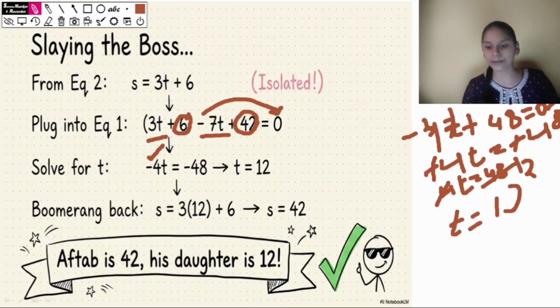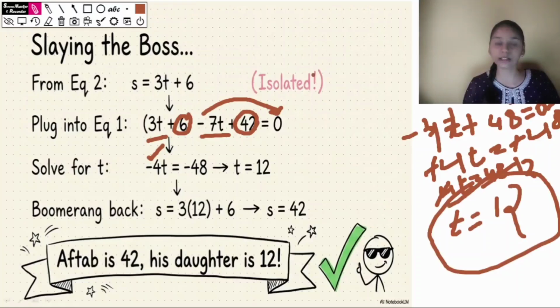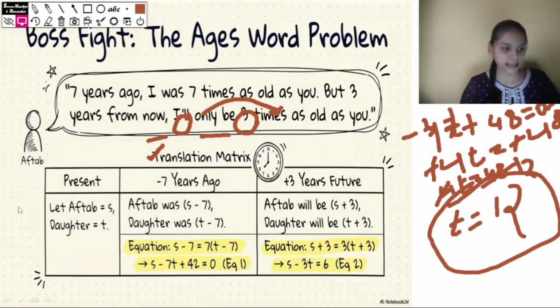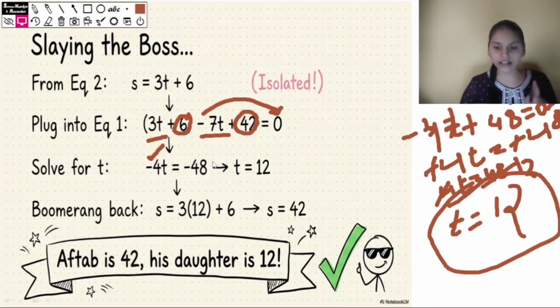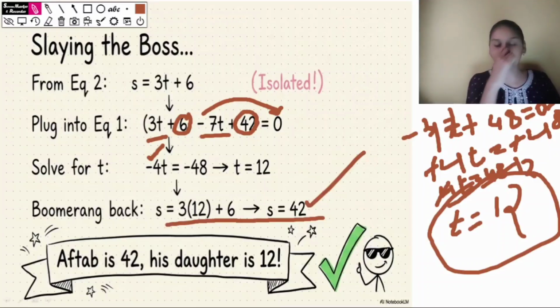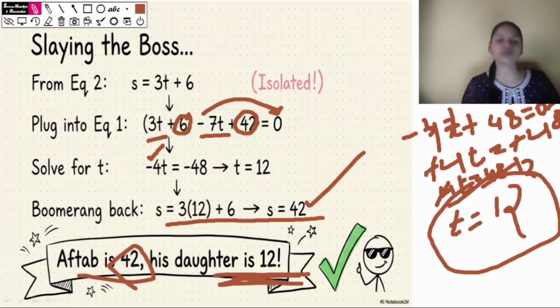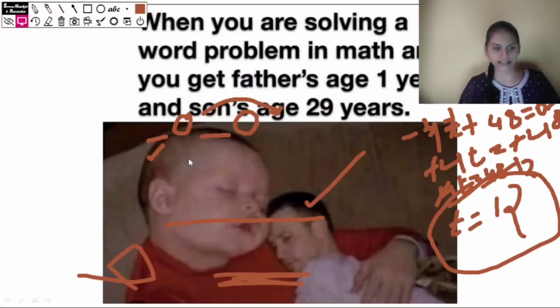Who was t? Daughter was t, right? Let me show you, just a minute. See, daughter was t, Aftab was s. Now whose value did we get? We got t. t is daughter. So the daughter's age is 12. We substituted that in the equation, and we got s is equal to 42. So Aftab is 42 and his daughter is 12. His daughter is 12 years old. I hope you're able to understand this.